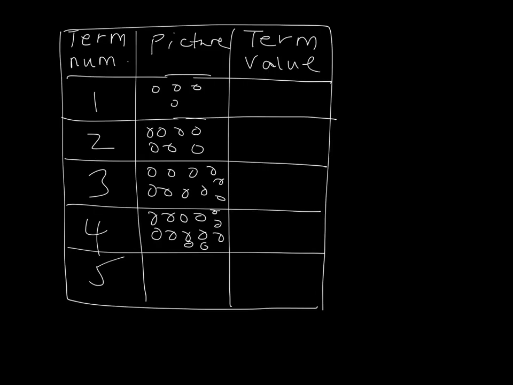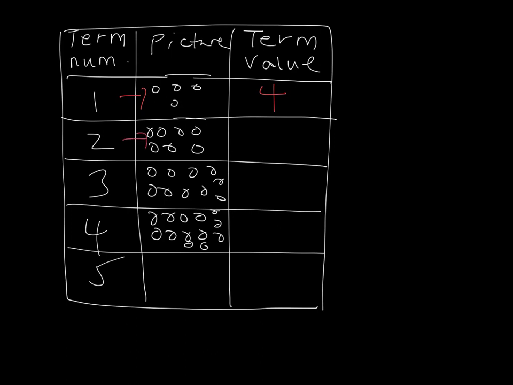Okay, did another chart for you. We have the term numbers on the left-hand side in chronological order from 1 to 5. We have the pictures. Now we have to figure out the term value. So for the first term number, we look at the picture. There are 4 circles. The term value is 4.